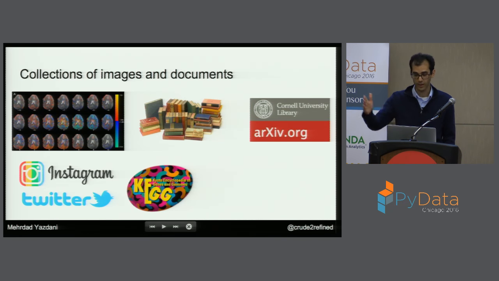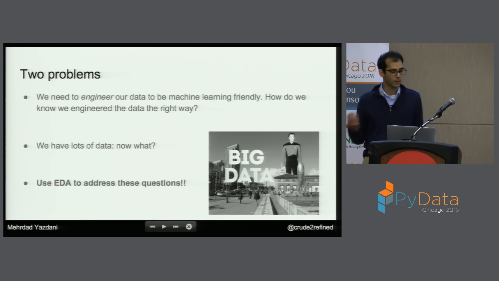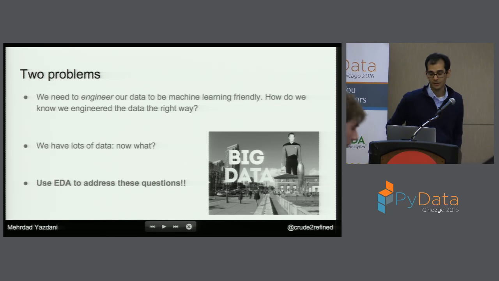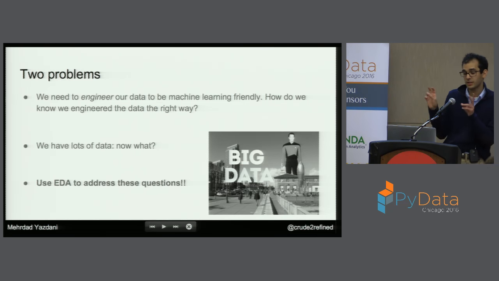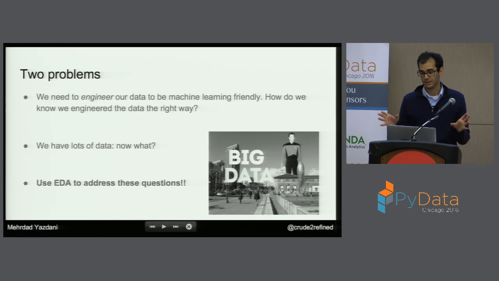And so there's a wide variety of things, right? And so quite often, what people do is that we have to engineer these types of data sets into something that's machine learning friendly, so we could use it in scikit-learn or any of those other popular machine learning methods. And so the basic question is, well, how do we know we've engineered these data sets in the right way so that we're getting meaningful results?